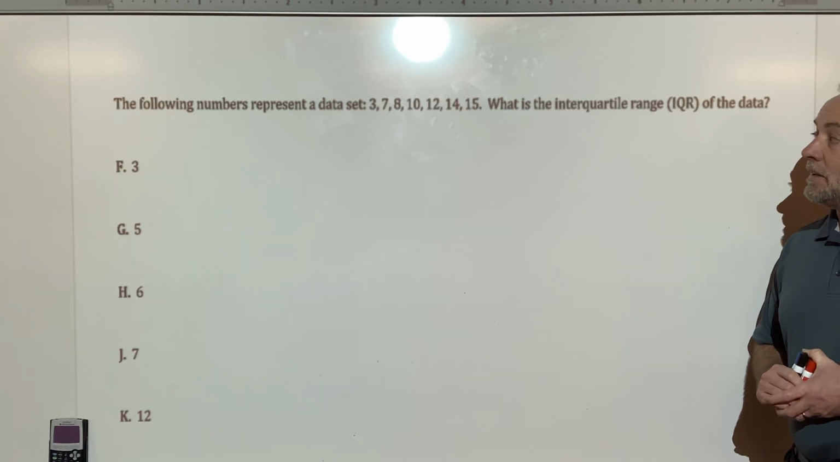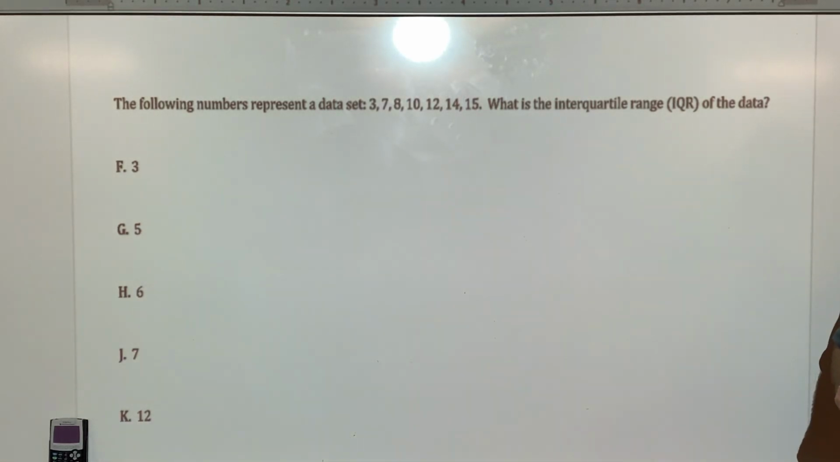This question is a statistics question asking us about the interquartile range. It says the following numbers represent a data set: 3, 7, 8, 10, 12, 14, and 15. What is the interquartile range, denoted IQR, of the data set?